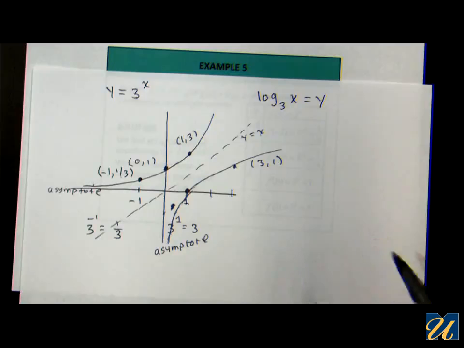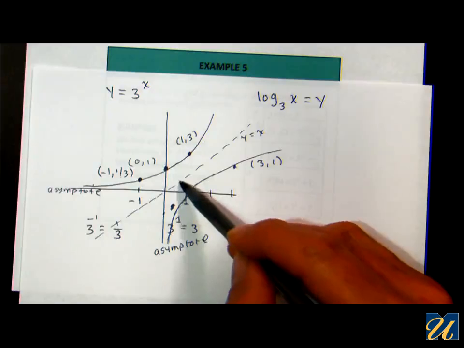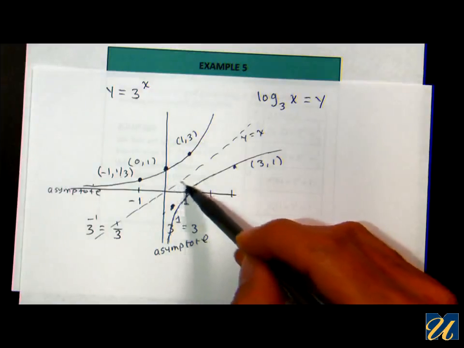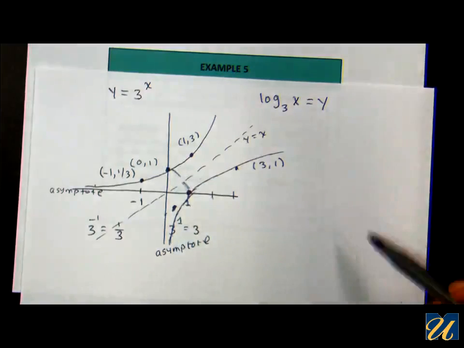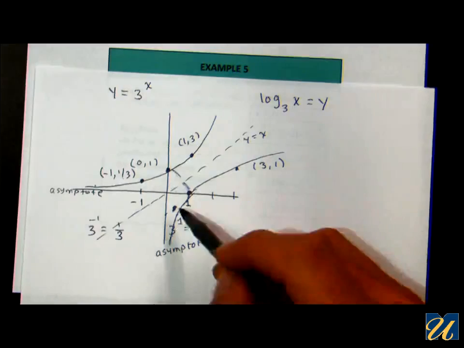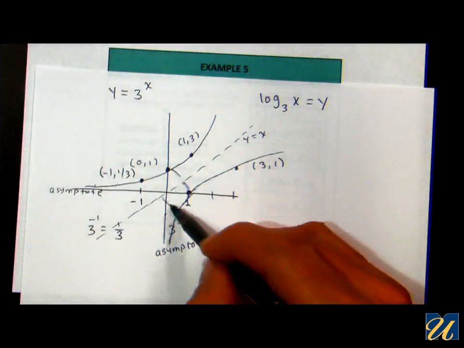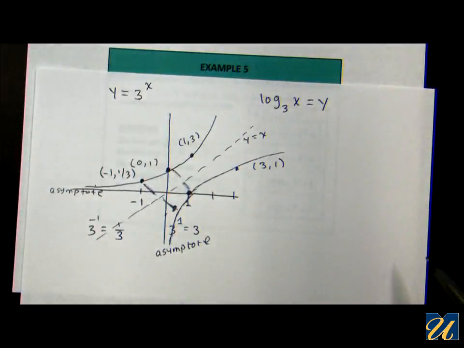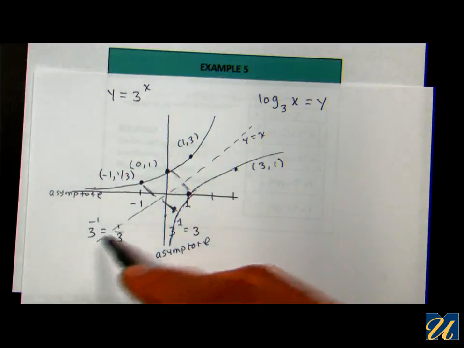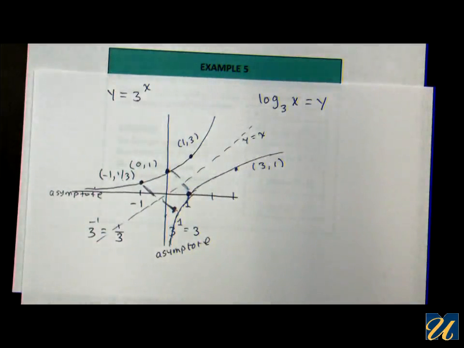And, of course, the graph is not exactly to scale, but the distance from the line y equals x to the point is the same distance from the line y equals x to the exponential function. So this distance right here would be the same as this distance right here. And that's why it makes it a mirror image. You literally fold the paper right across that line right there.